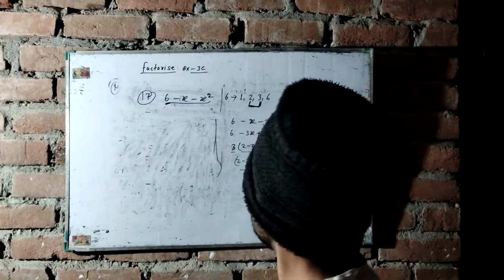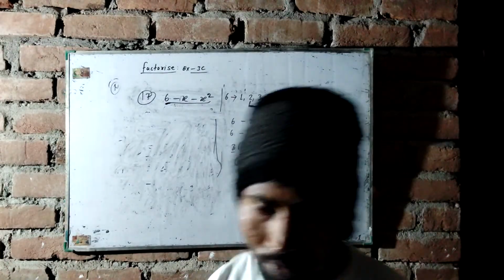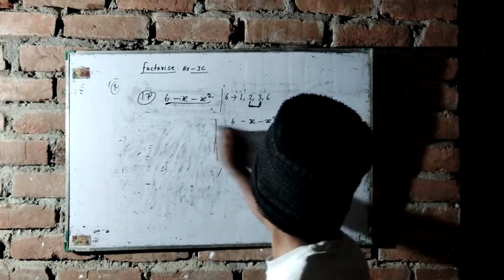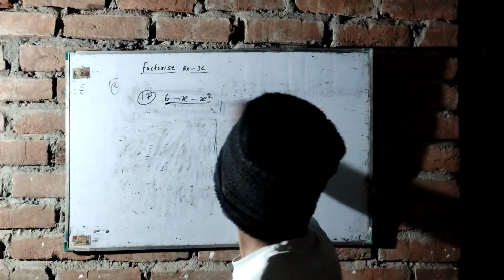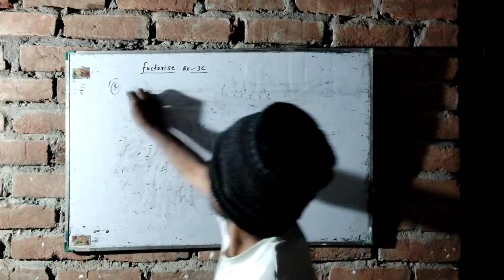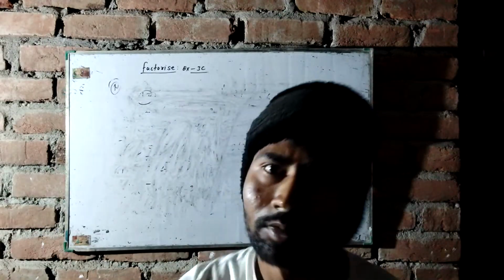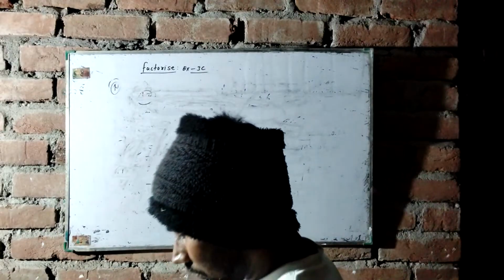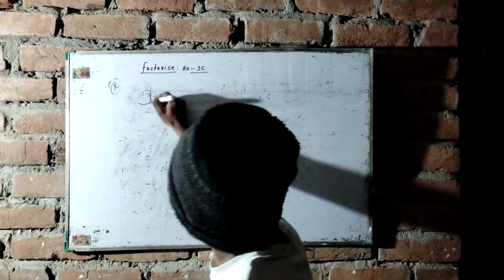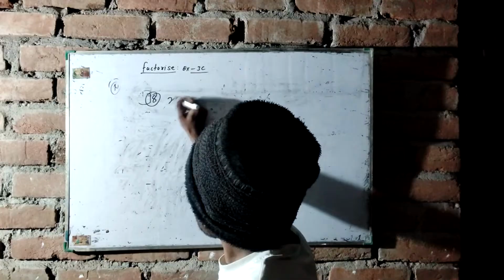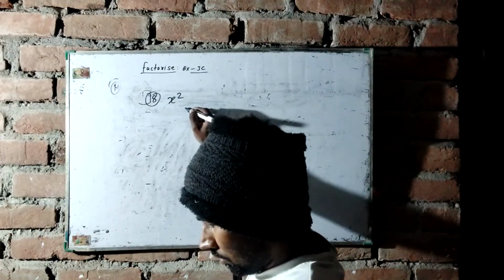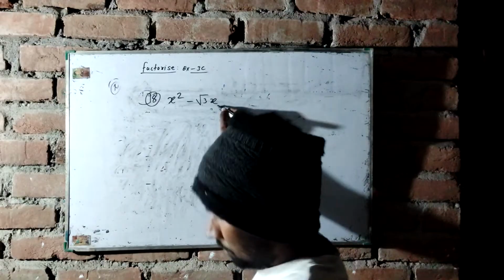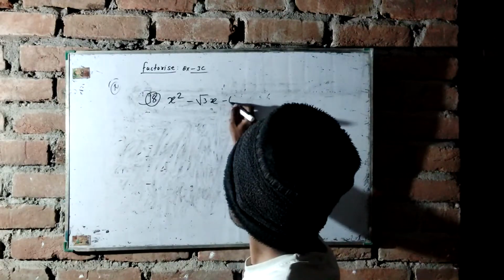Now let's go ahead to the next question. Question number 18. Have a look, question number 18. x squared minus under root 3 x minus 6.